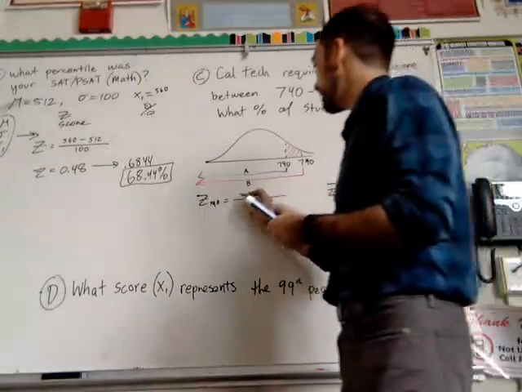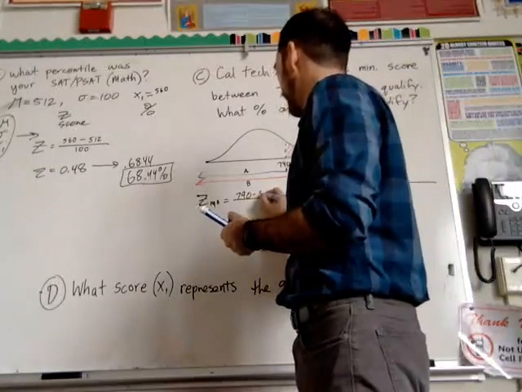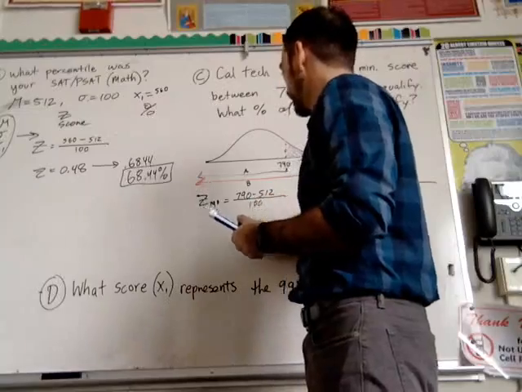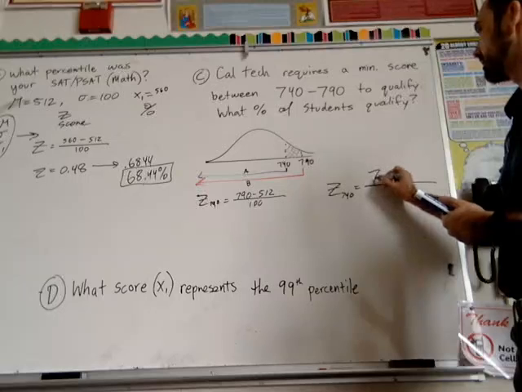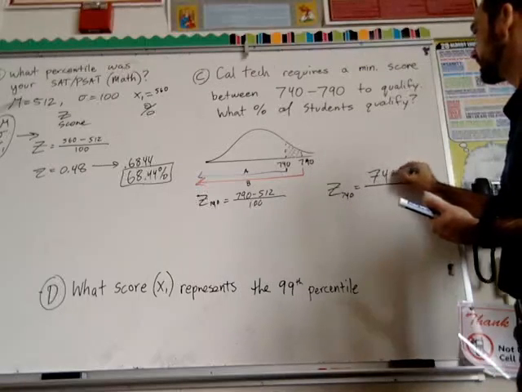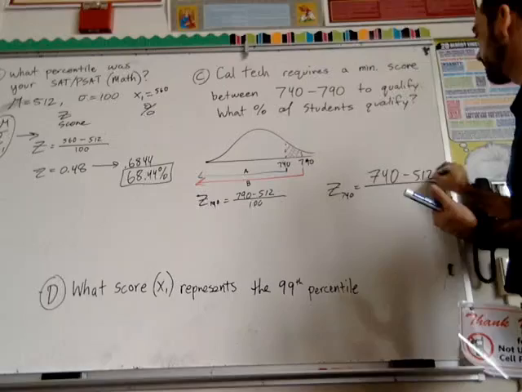790 minus 512 over 100. Connor, what's the other one? 790. I moved them. The other one, right? Yeah.